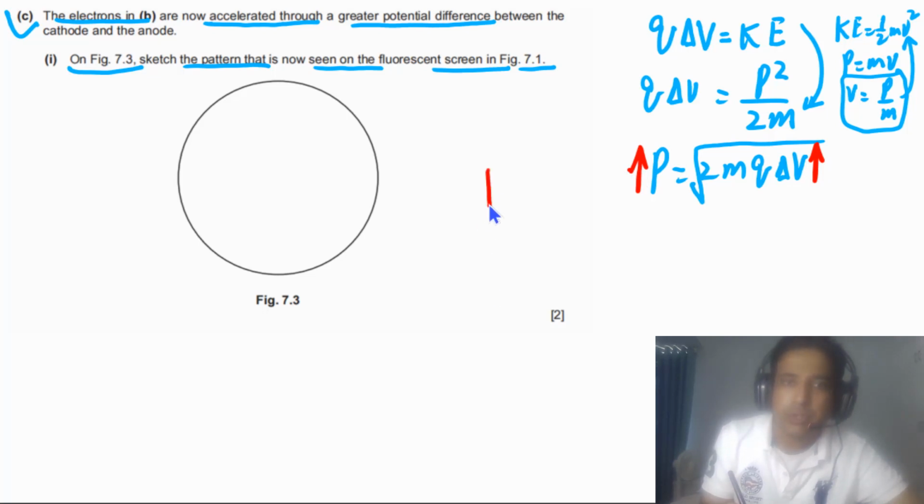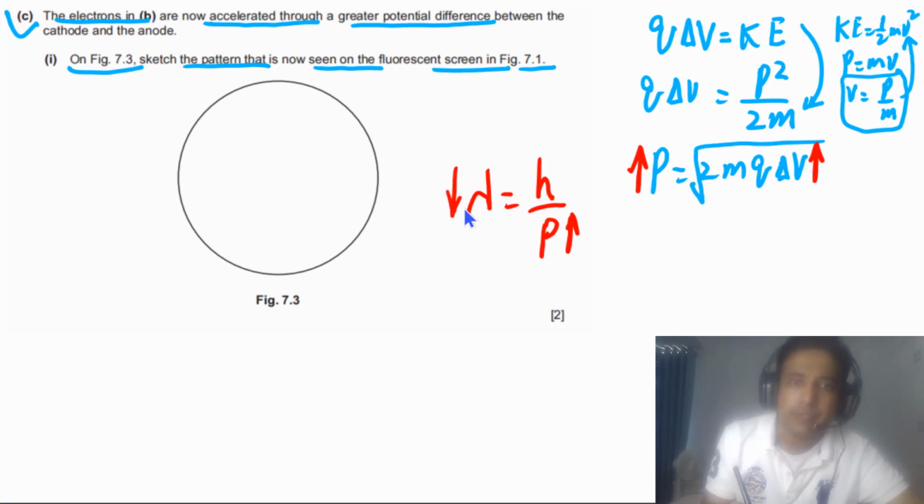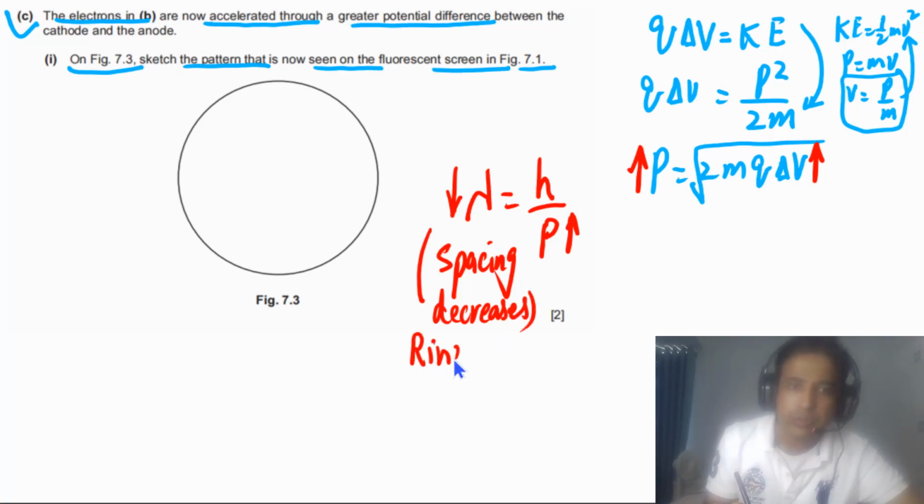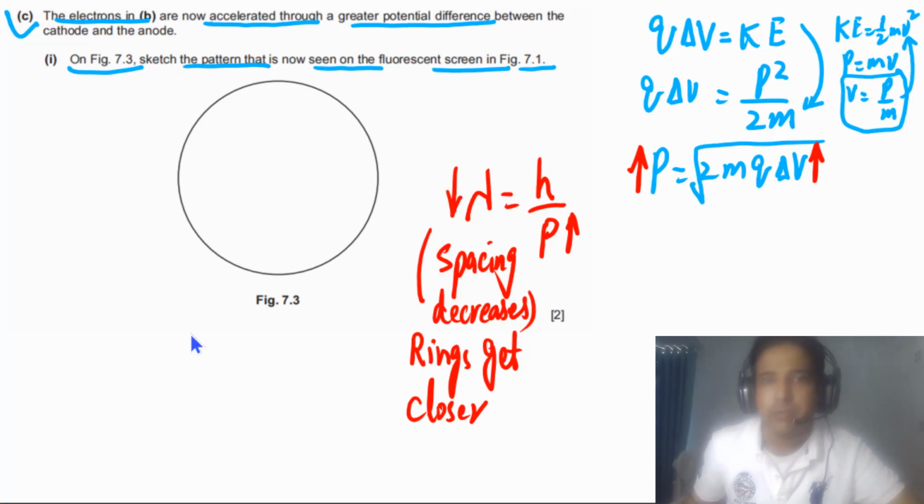Now we can write the de Broglie wavelength, which is equal to Planck's constant divided by the momentum of the particle. If the momentum of the particle increases, lambda will decrease. If lambda decreases, the spacing decreases. So the rings are close to each other. We can say the rings get closer.